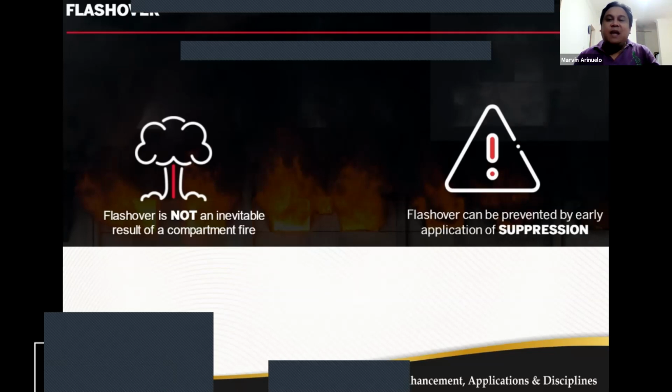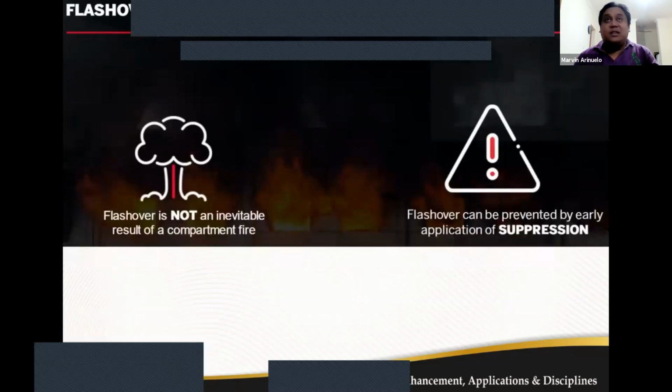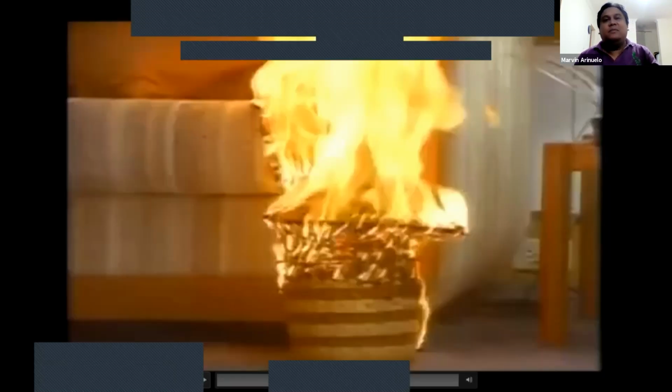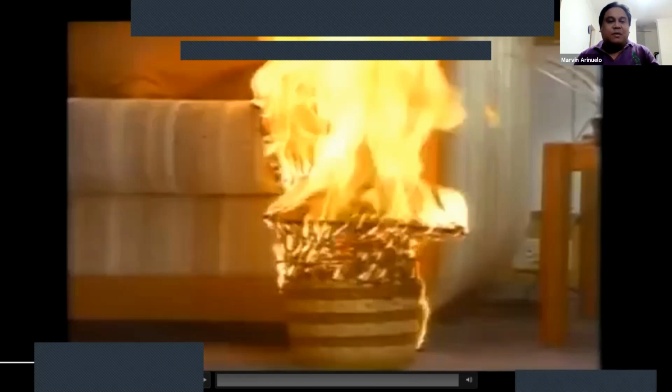Flashover is not an inevitable result of a compartment fire. If the fuel is limited or if there is a sufficiently large ventilation opening, the ceiling layer may not develop adequately for the transition to full room involvement. Flashover can also be prevented by early application of a suppression system like a sprinkler, either automatically or manually. Maybe from your fire hose cabinet, you use the fire hose reel to suppress the fire. So let's watch a video about the flashover.